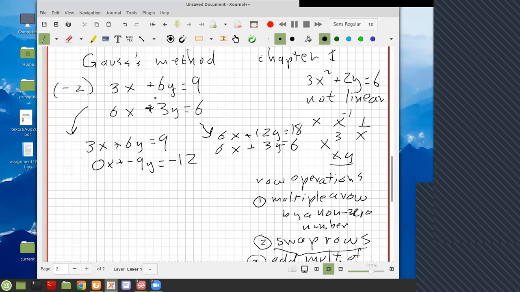The goal is to put this thing in a form called echelon form. So I'm just going to rewrite this without the 0 here. So this one row operation transformed this system into this linear system.